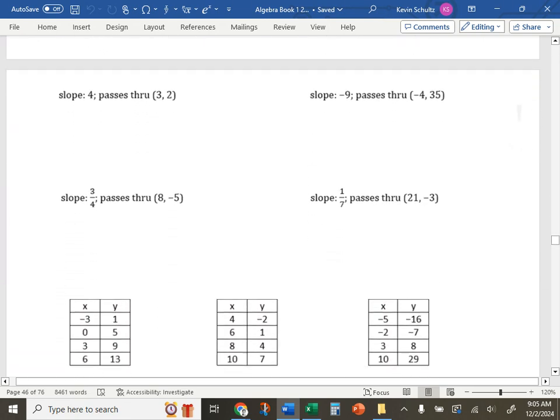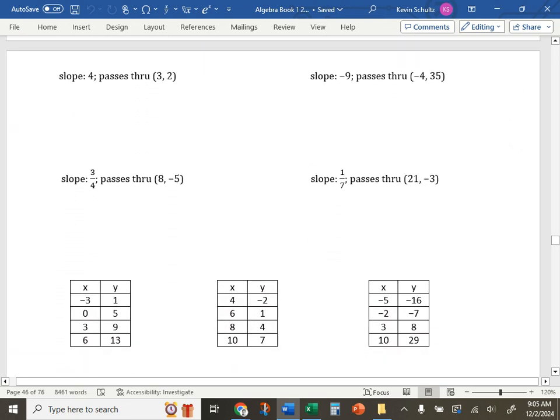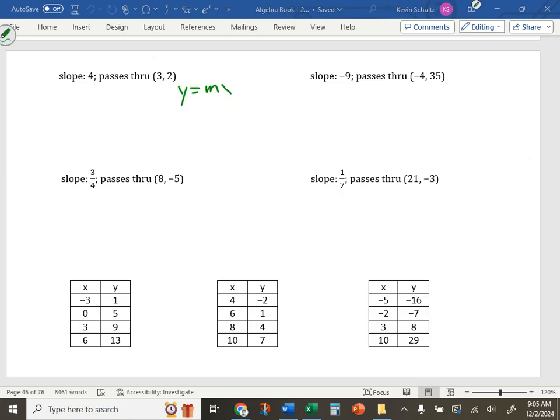Take a look at page 2, where it says the slope is 4 and it passes through 3, 2. Okay? So we're still looking for y equals mx plus b, right? This is still the equation of the form that we want. I'm giving you m, right? I still tell you the slope is m, but 3, 2, did I give you the b? No. What did I give you?